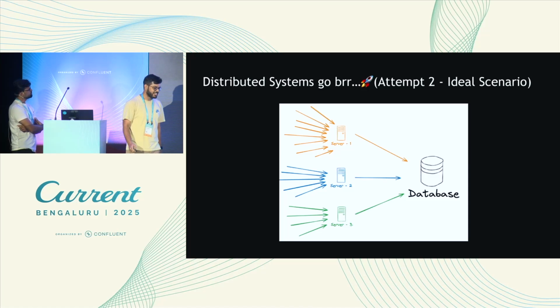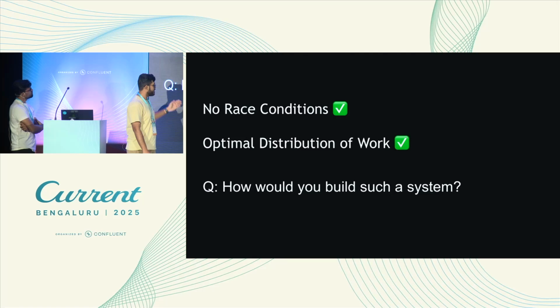But this is an ideal state. How do you get to it? Because there are no race conditions here. The single server is processing everything, so you don't need to take distributed locks. And there was a very optimal distribution of work.